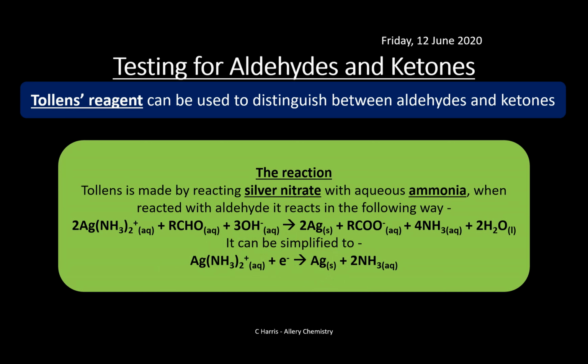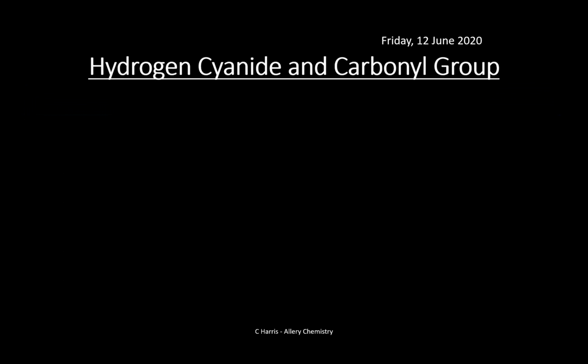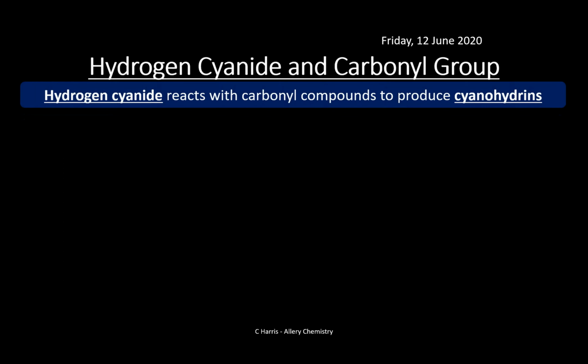Okay, so that's fine. So we know how to make aldehydes and ketones and carboxylic acids. We know how to test for aldehydes and ketones using Fehling's and Benedict's and Tollens reagent. Now what we have to do is understand about their reactions. So we're now going to be looking at hydrogen cyanide and the reaction with the carbonyl group, which exists in aldehydes and ketones. So hydrogen cyanide reacts with carbonyl compounds to form something called cyanohydrins.